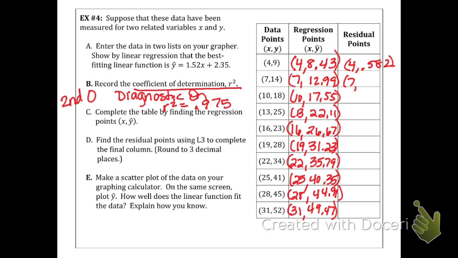7 comma 1.030, 10 comma 0.479, 13 comma 2.927, and just keep going from there.